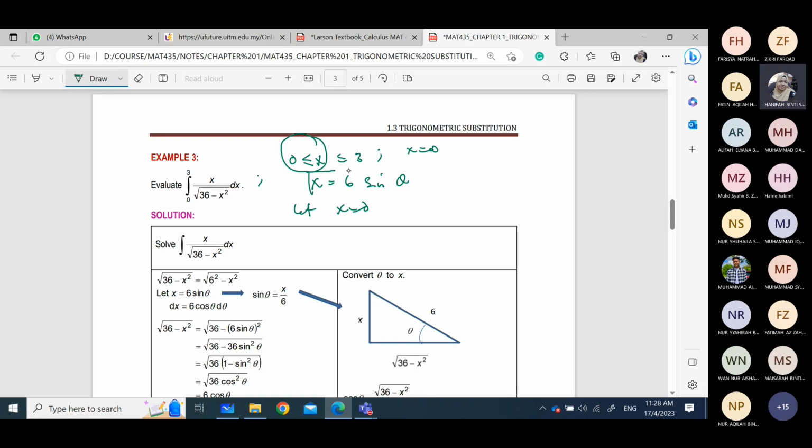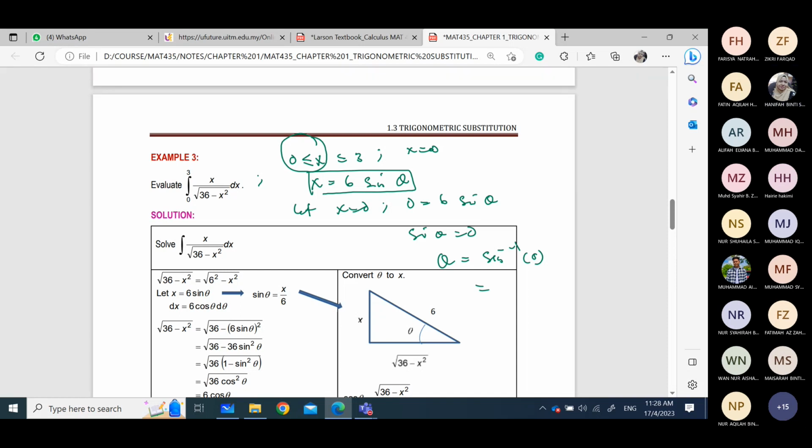So you substitute into this. 0 equals 6 sin theta, so sine theta is zero. So theta is sine inverse of zero. What is sine inverse of zero? Sine inverse of zero is zero. There are two, one is zero and one is pi, but we take zero. So the minimum value for theta is zero. So theta equals zero.